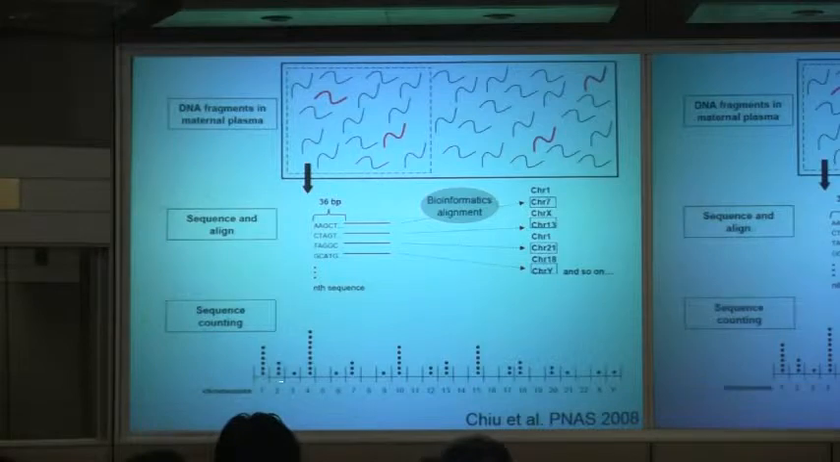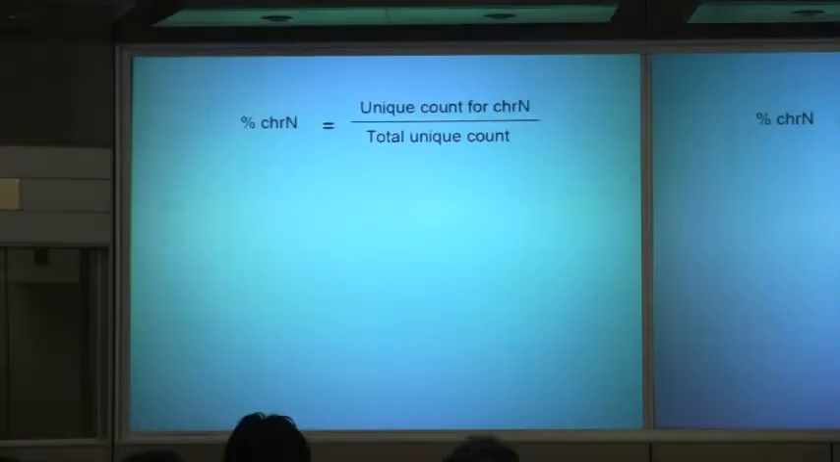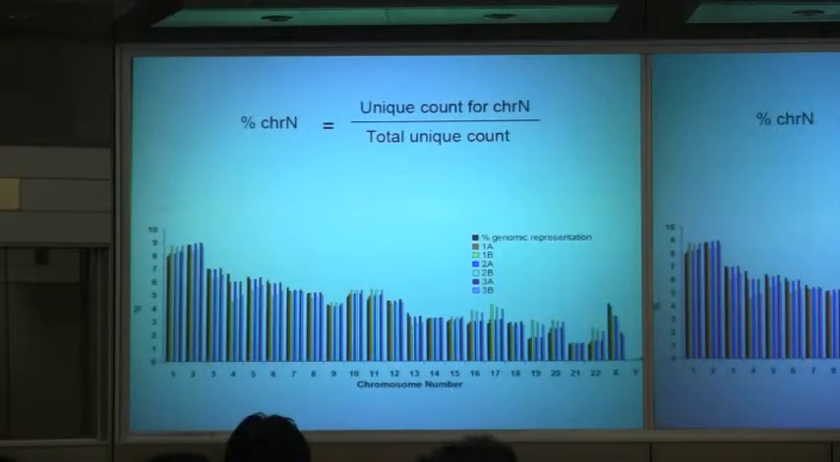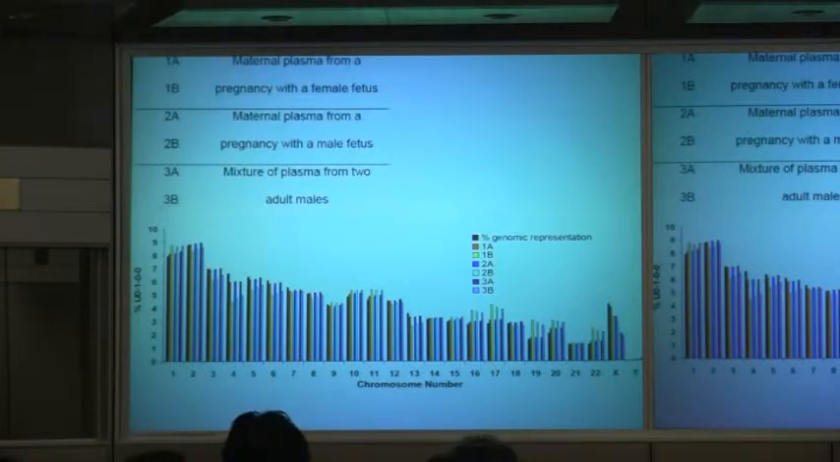And then I can plot a histogram showing the representation, the proportion of different chromosomes in the blood. For every chromosome, I can calculate what percentage of the sequence reads is from that chromosome. And then you can have a histogram like that, chromosome 1 to 22, X and Y. And you can see from the result, the longer chromosomes have more reads, and the shorter ones have fewer reads.